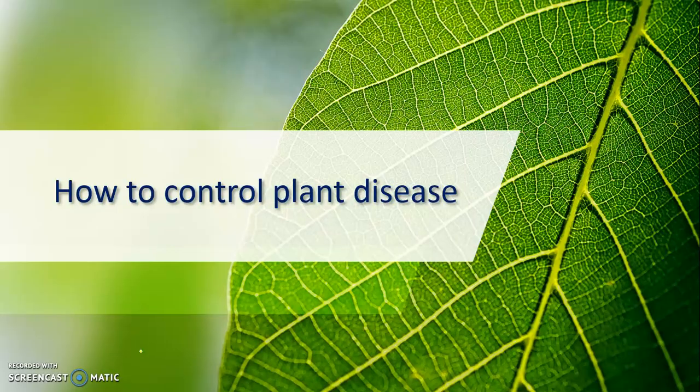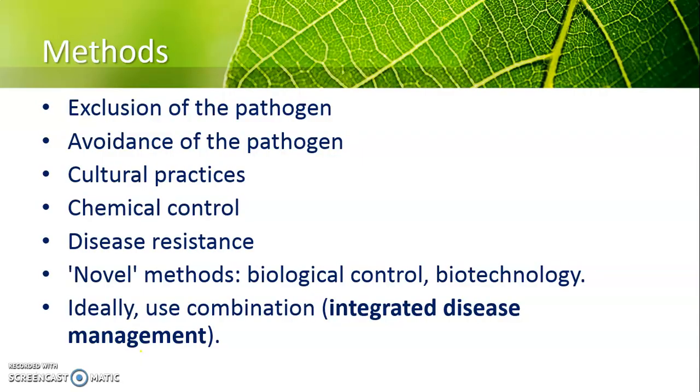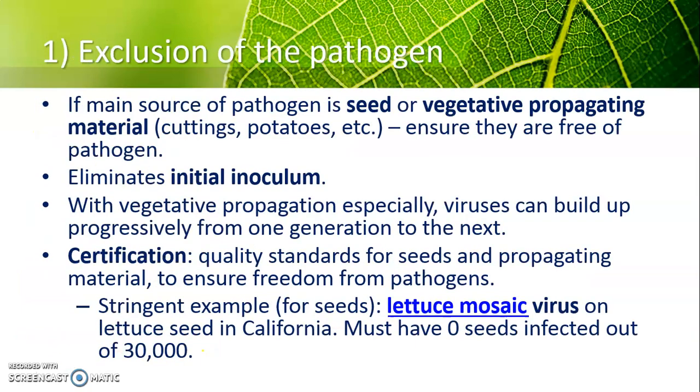How to control the plant disease? There are a lot of methods, and these are the methods that we have shortlisted, so we're going to have a look at them one by one. They are the exclusion of the pathogen, avoidance of the pathogen, cultural practices, chemical control, disease resistance, and novel methods through biological control and also biotechnology. But the best thing we can do is integrated disease management. Okay, let's have a look.